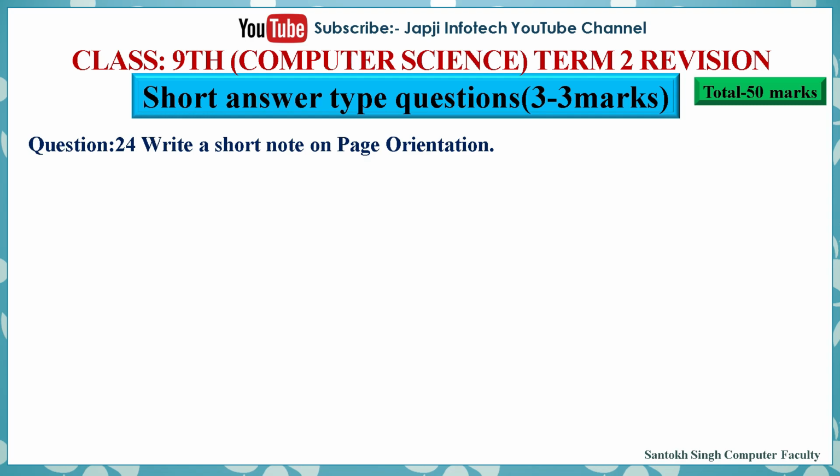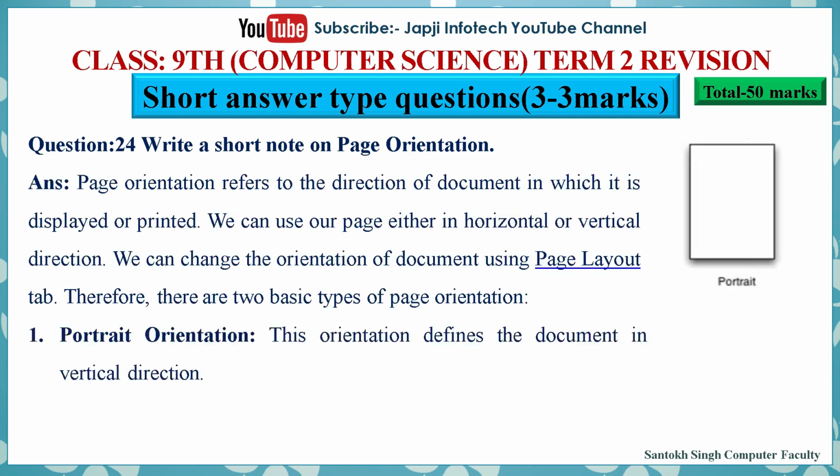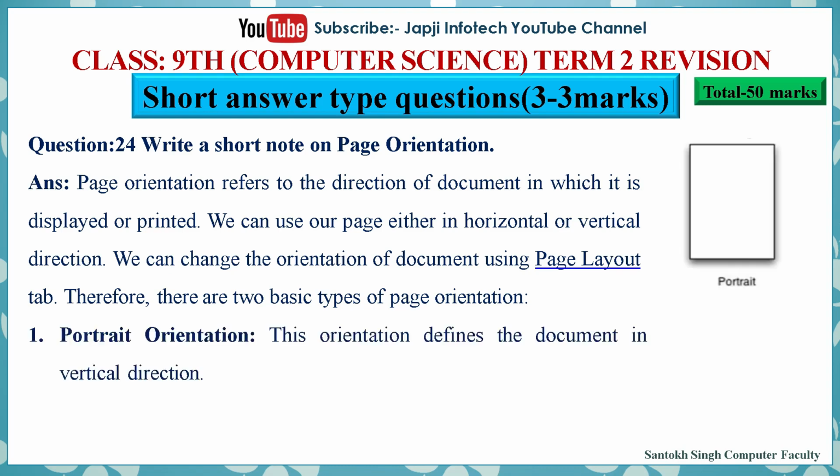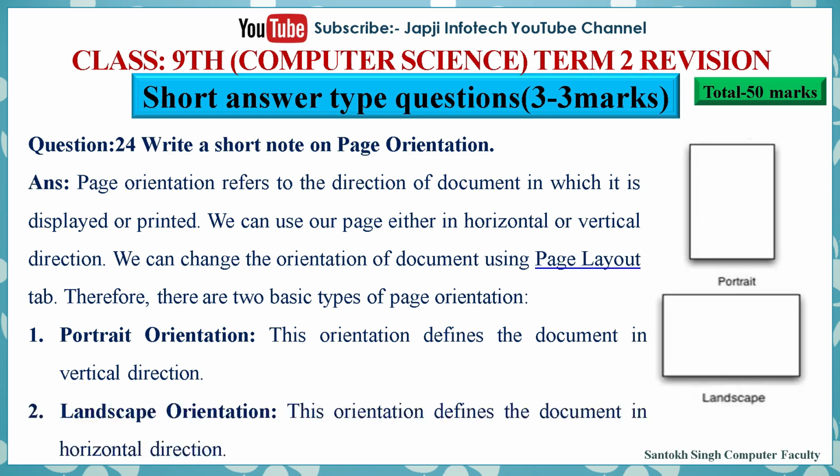And the 24th one is, write a short note on page orientation. Page orientation refers to the direction of the document in which it is displayed or printed. We can use our page either in horizontal or vertical direction. We can change the orientation of a document using the Page Layout tab. There are two basic types of page orientation. The first one is portrait orientation. This orientation defines the document in vertical direction. And the second one is landscape orientation. This orientation defines the document in horizontal direction.